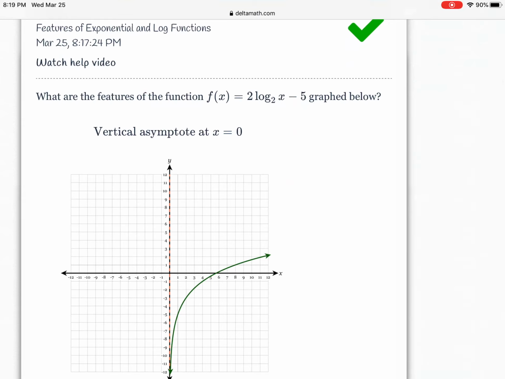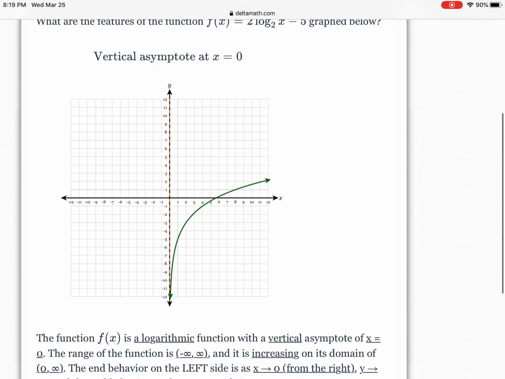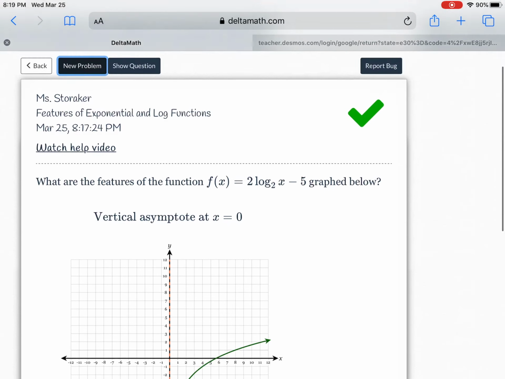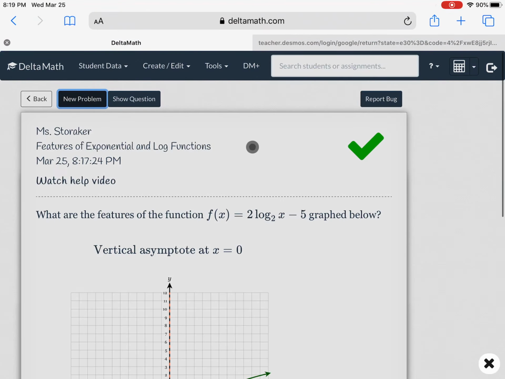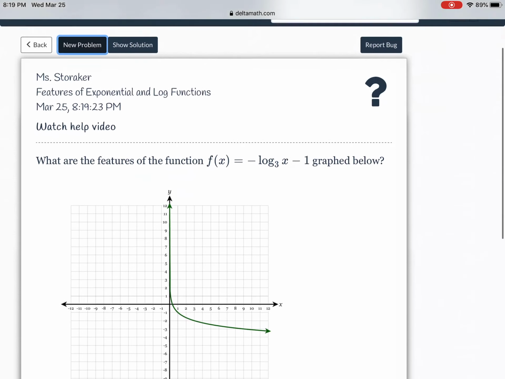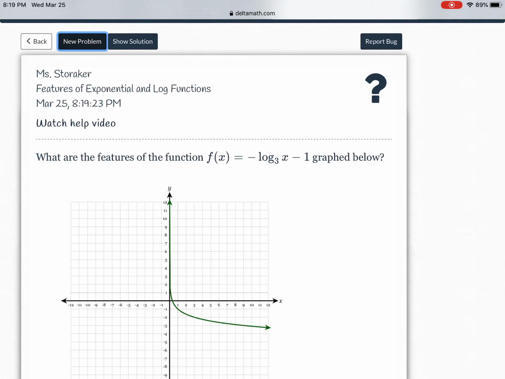So even though that had a shift, it had a shift downwards, it didn't affect my asymptote because my asymptote is a vertical asymptote here. So you're just going to go through and you're going to do 10 problems of these. That's your assignment. There is no written work that you need to turn in. It's just this. And so it's going through and finding some success there.